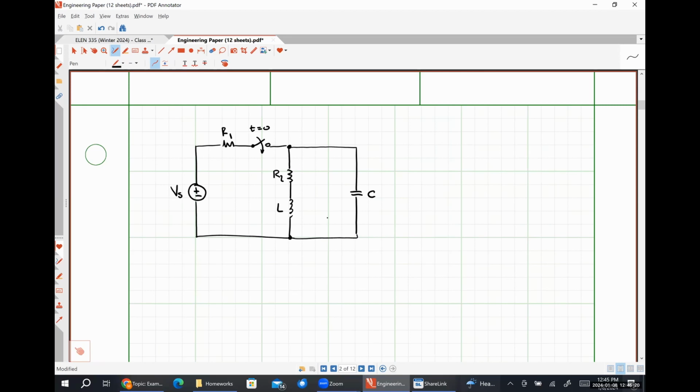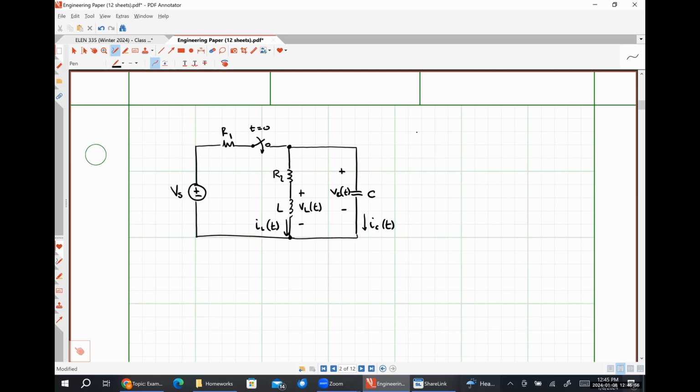So I am going to define the voltage drop across the inductor having this polarity, the current flowing through the inductor having this direction, and I'm going to define the voltage drop across the capacitor having this polarity, and the current flowing through the capacitor having this direction. And our goal is to get a second order differential equation of the following form.